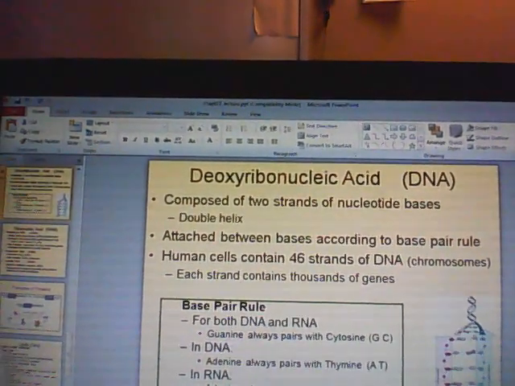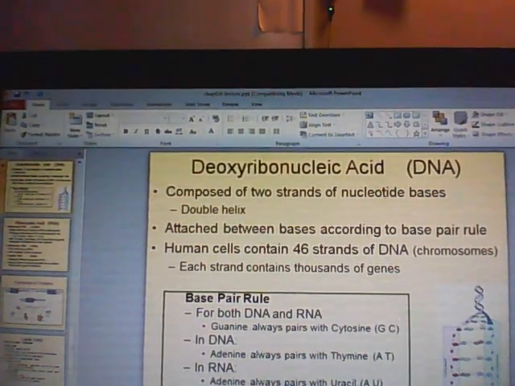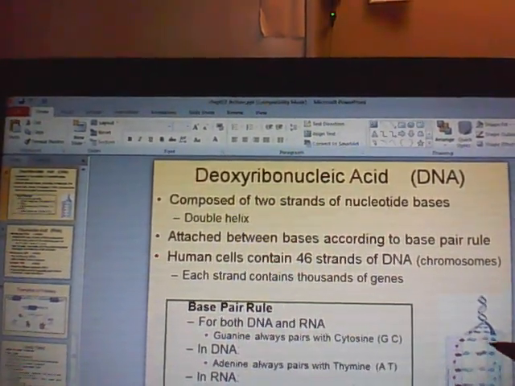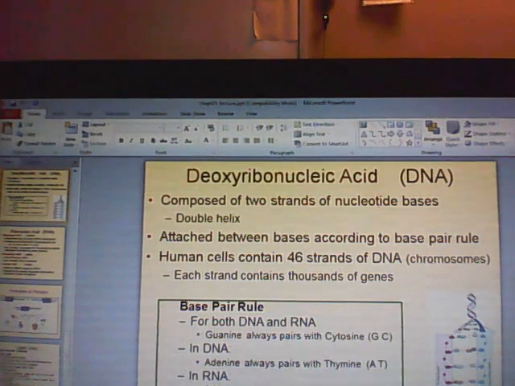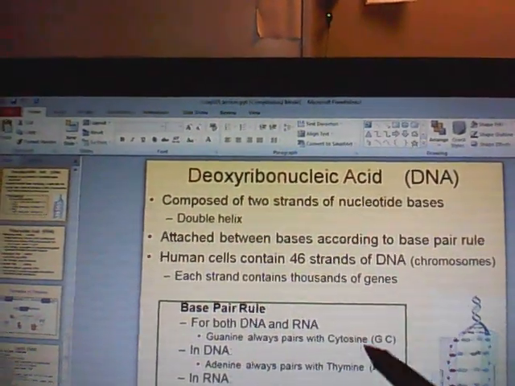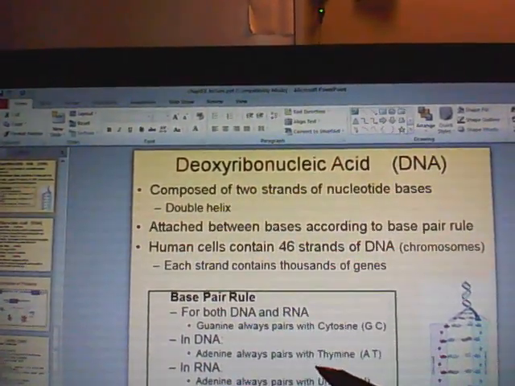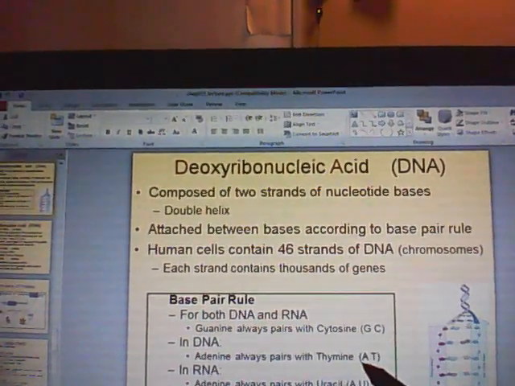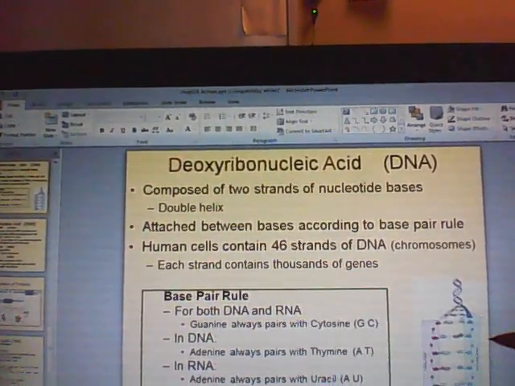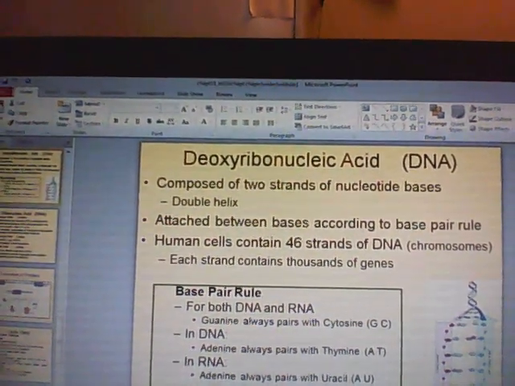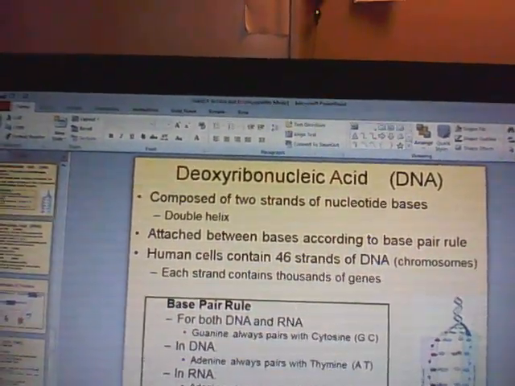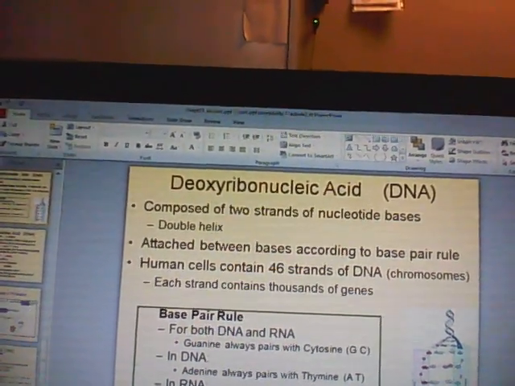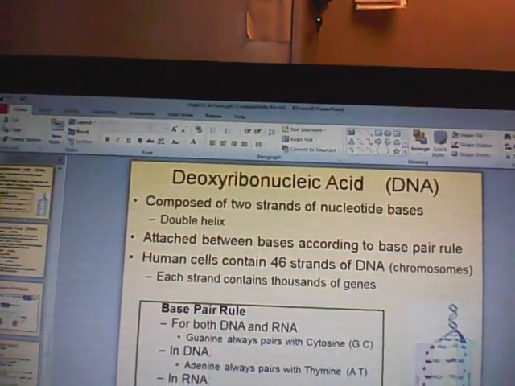DNA has bases that are attached in between off the backbone. And so you'll find that it has a base pair rule that goes with this. So what is that rule? The rule says that in DNA, guanine always pairs with cytosine and adenine always pairs with thymine. So you'll often hear scientists or professors talk about it as ATGC. That means A always pairs with T and G always pairs with C.